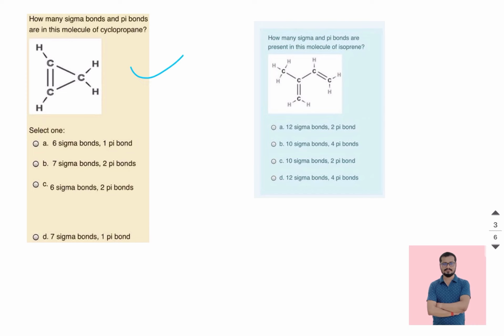Here the question is: how many sigma bonds and pi bonds are in the molecule of cyclopropene? This is cyclopropene. So this is a sigma bond because it is a single bond, this is a sigma bond because of the single bond, and this is also a sigma bond. And this is a pi bond. So this has one pi bond. Total number of sigma bonds: 1, 2, 3, 4, 5, 6, and 7. So this has seven sigma bonds and one pi bond.